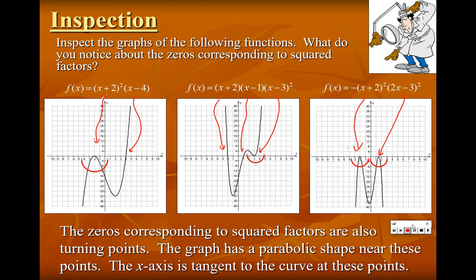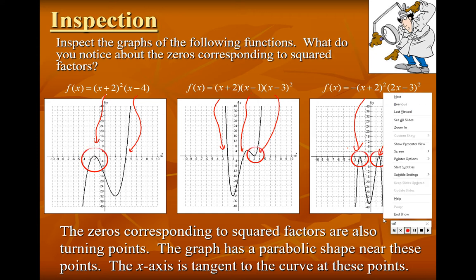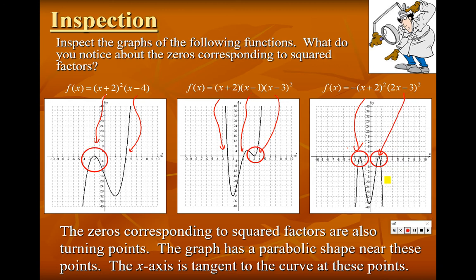That gets the yellow highlighter. Zeros corresponding to squared factors are also turning points. The rest is a better description of what's going on there, but that sentence really covers it. Any questions about that?